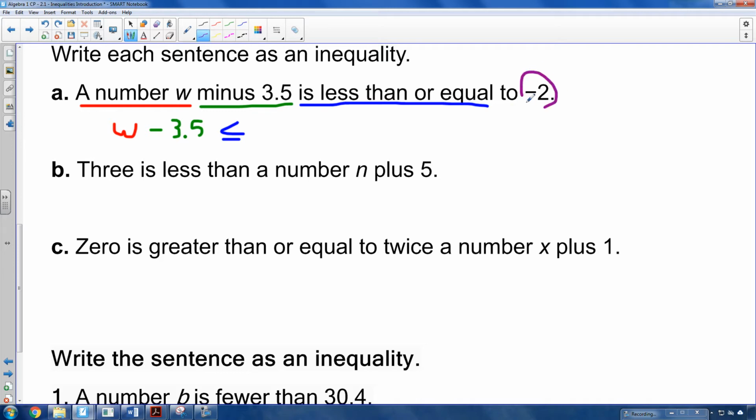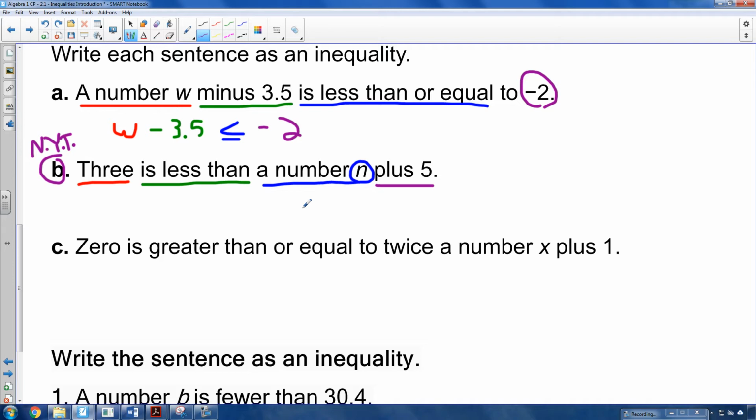That one, I guess I kind of cheated because it was one of the easiest ones. But I don't think B is too bad. So B is a good place to have a now you try. You can pause the video or just give this a shot. 3 is less than a number n plus 5. All I'm going to do is color code 3, is less than, and then a number n, and then plus 5. So you just have to translate that into words, okay? So pause the video and try that.